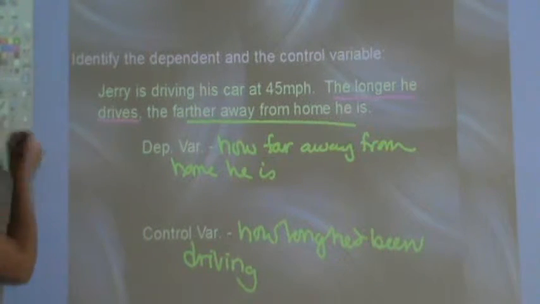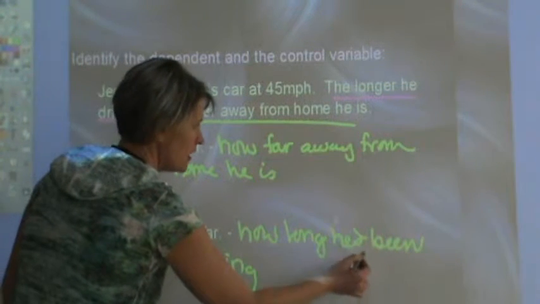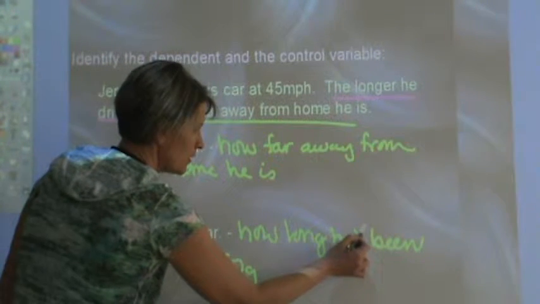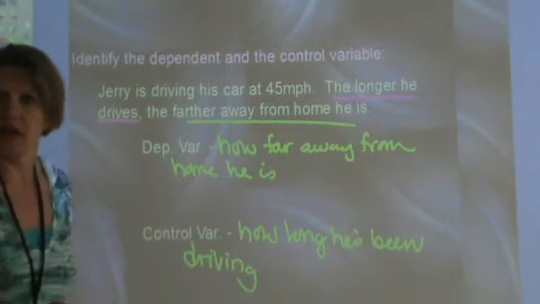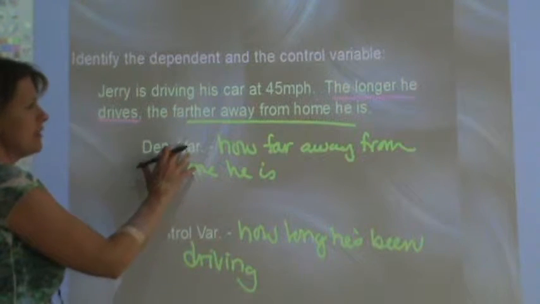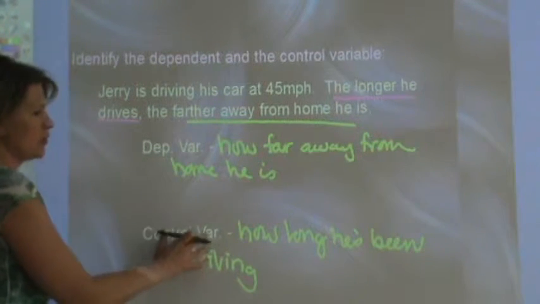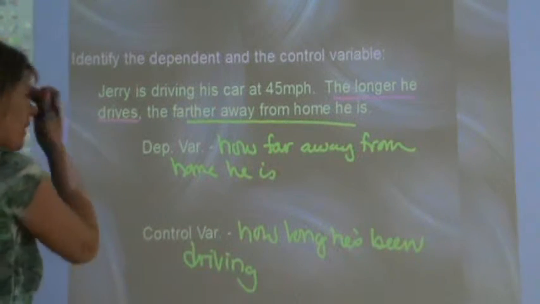Okay? All right, in science, I think they have you say the dependent and the independent. Okay, that's fine. If you'd rather use that phrasing, it's totally fine. It means the same thing. But the dependent variable is going to depend on the control variable. The control variable is what controls the situation, if you want to look at it that way.